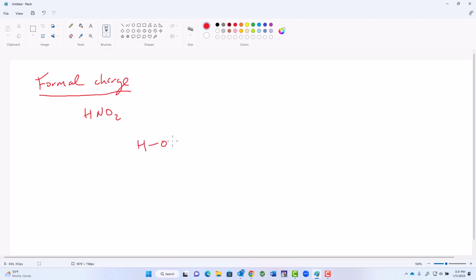So nitrous acid has this structure. And formal charge will tell us where, if any, charges lie in this molecule. Now, the formula for formal charge is equal to the number of valence electrons minus the number of bonds minus the number of lone electrons. So let's do an example for one of these.